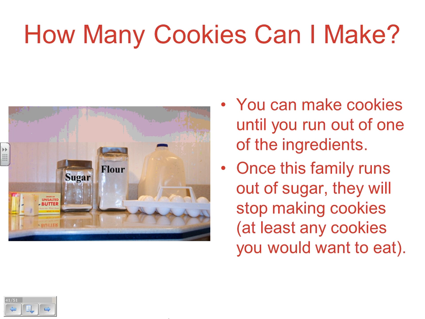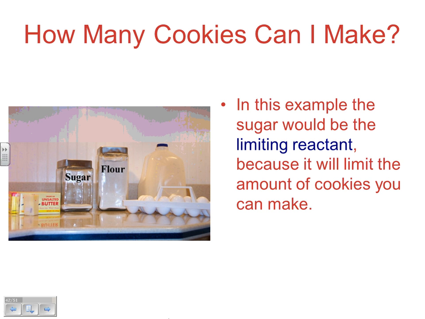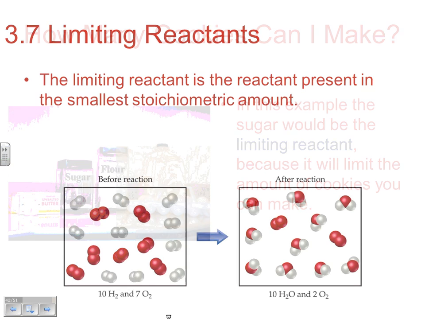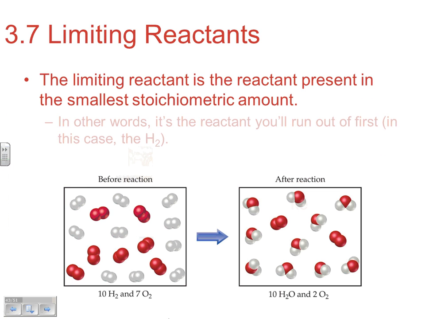So once the family runs out of sugar, they need to stop making cookies or you're going to get really nasty tasting cookies. So really, once you've run out of a key ingredient in a cooking type situation, technically you could still make nasty product, but it's not what you'd want to make. It's not true in a real chemical reaction. Then it totally stops because you don't have any alternates. So in this example, sugar would be the limiting reactant because it's going to limit how many cookies we can make. It's also going to limit how much of all the other ingredients we could use.